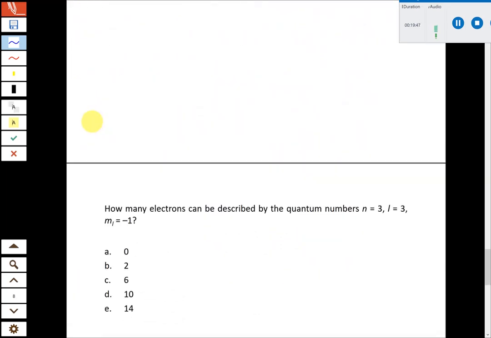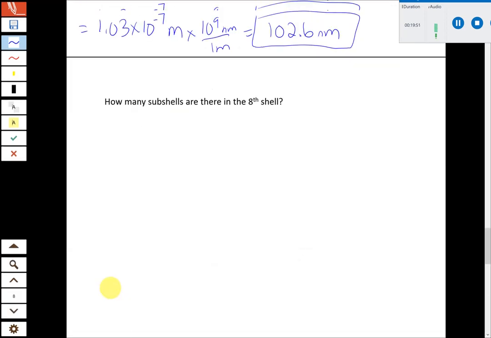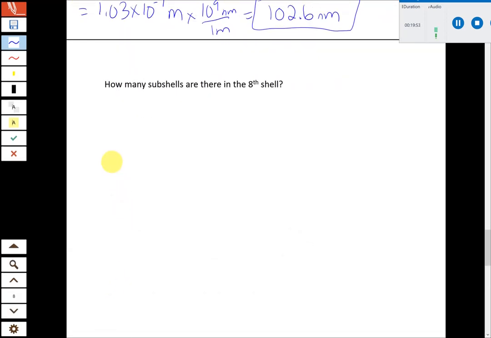All right, the next few questions deal with quantum numbers. I think that's what we're going to close out with today, a few questions on quantum numbers. Mainly the ones we have trouble with deal with relationships between quantum numbers, subshells, number of orbitals, things of that sort. So the first one is, how many subshells are there in the 8th shell? Remember that a subshell is defined by two quantum numbers, n and L together.